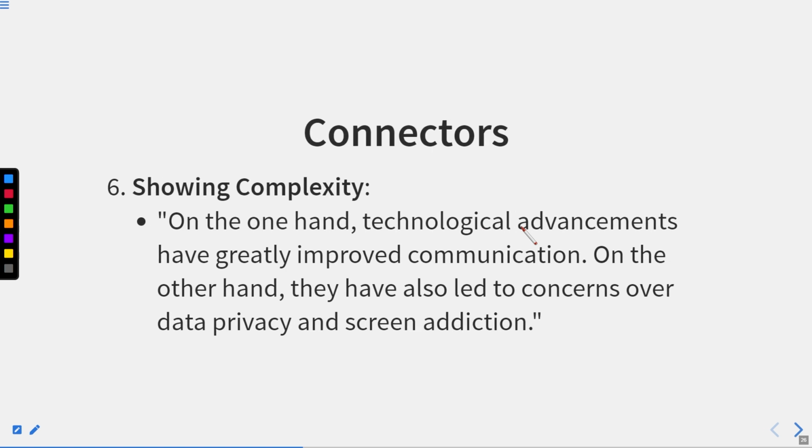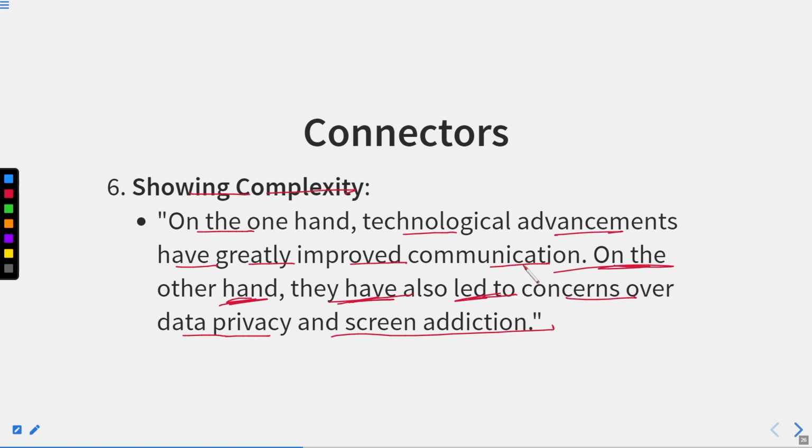Okay. Now, showing complexity. On the one hand, technological advancements have greatly improved communication. On the other hand, they have also led to concerns over data privacy and screen addiction. Now, this will lead to concerns. Here it is written "have," so "led" will come. They have also led to concerns over data privacy and screen addiction.